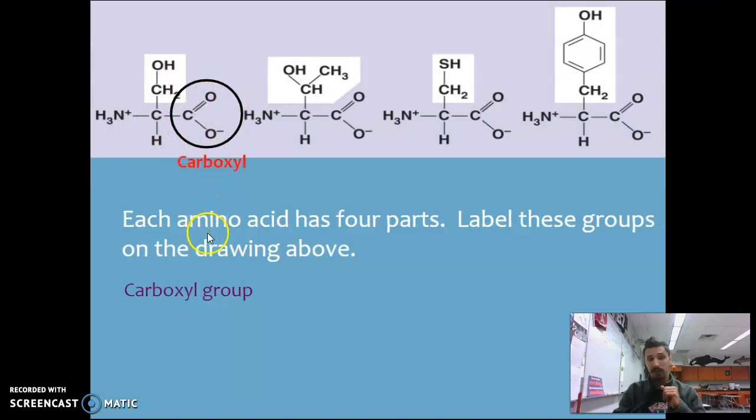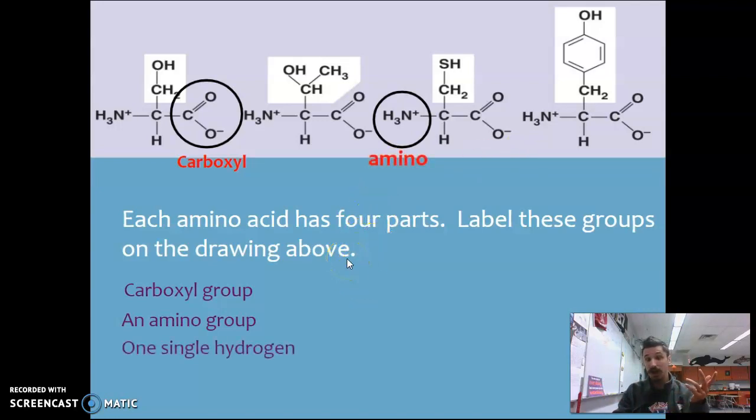Another part is called an amino group, where the amino acid derives its name from. That group is right here. Okay, notice I'm labeling them on different amino acids, but here's an amino group, here's an amino group, here's an amino group, and here's an amino group. All 4 of these amino acids have these parts because all amino acids have these parts.